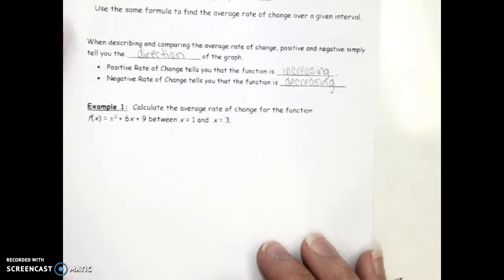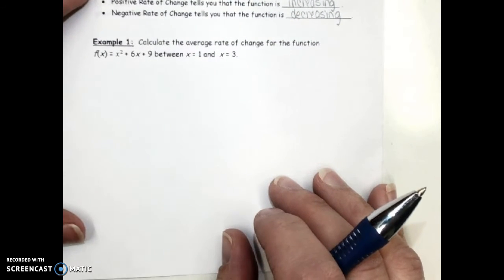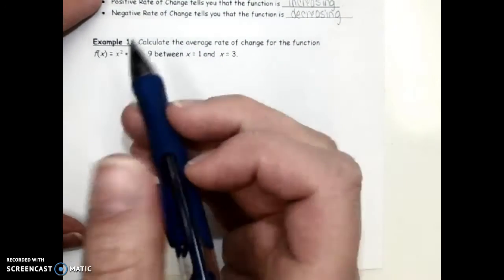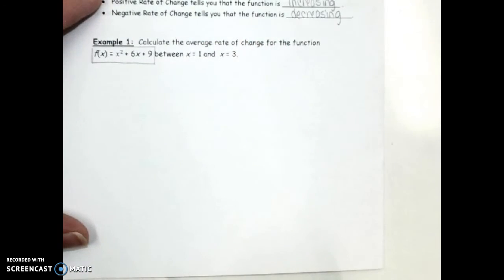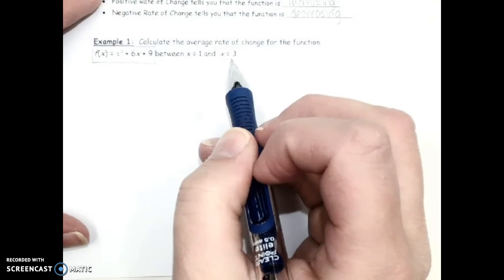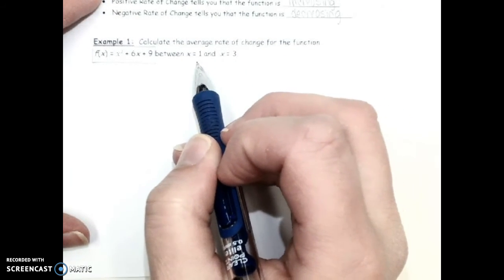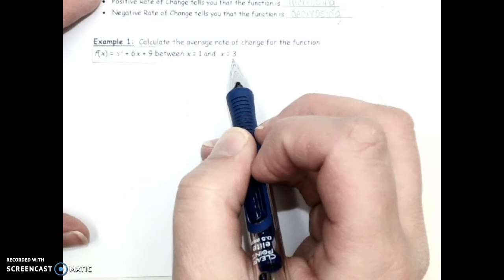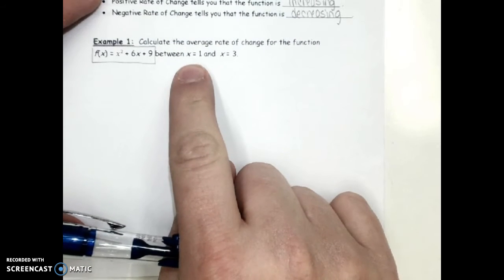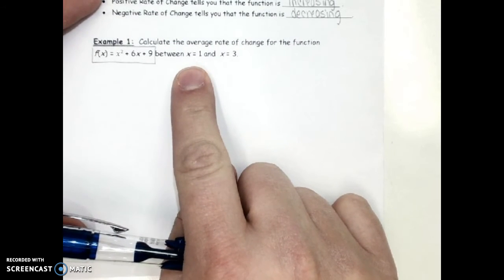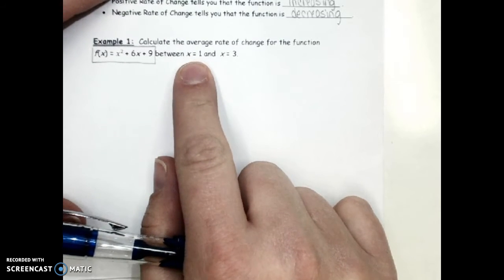So in example 1, it says that we are to calculate the average rate of change for this function. This is the function that I'm looking at between these 2 points. So it's like if I'm looking at a graph, I'm only looking between when x is 1 and x is 3. Well, I have a problem here. I know what x is, but I need the y's. So the first thing I've got to do is find f of 1 and f of 3 to get my 2 points.